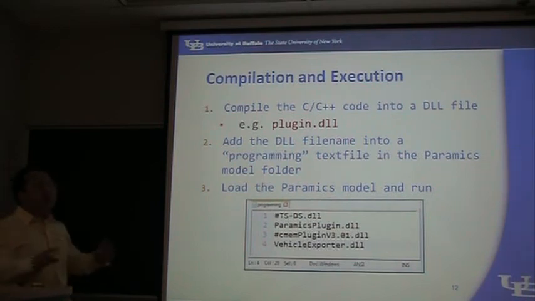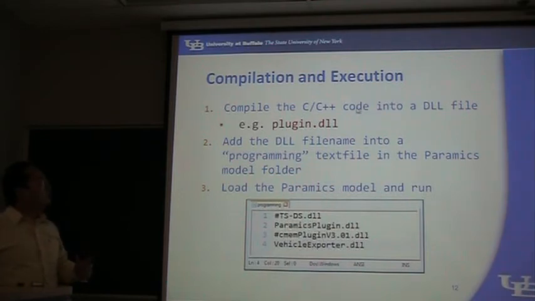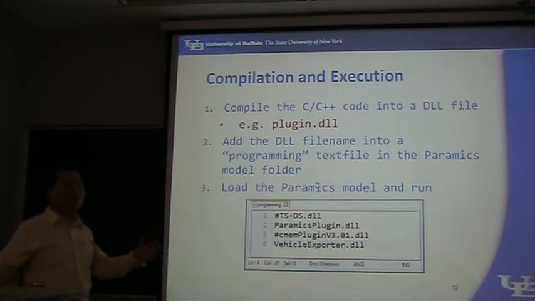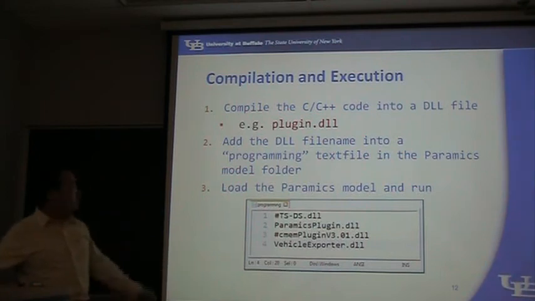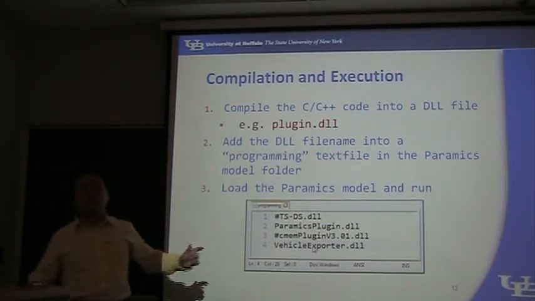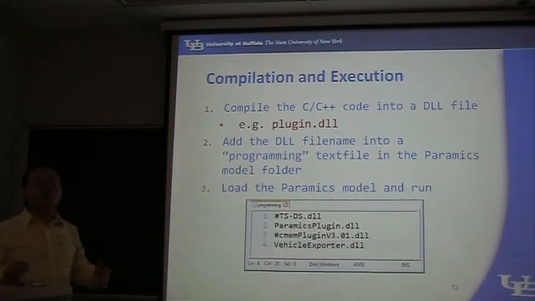Now, after setting this and writing your program, you want to compile it. The program can be compiled into a DLL file. For example, let's name it plugin.dll. Then you need to add this file name into a text file called programming in the parametrics model folder. Then you can load the parametrics model and run, and your plugin will be executed. So this is an example. In this example programming file, I use a pound sign to comment out these two DLLs, so they will not be loaded. But line 2 and line 4, these two DLLs are going to be loaded. Parametrics allows you to load multiple DLLs.